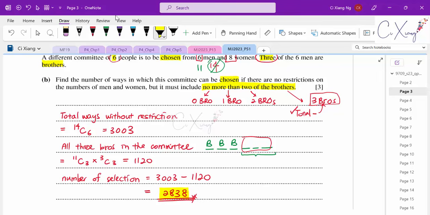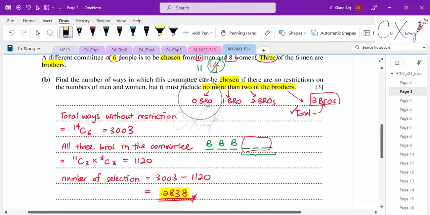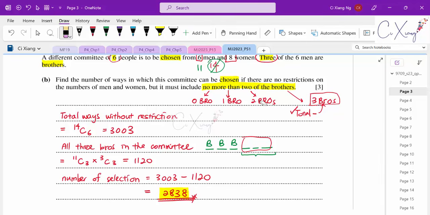Right, so this is how we answer the question. Just in case some of you wish to use the 3 different cases to solve the question, I can show you here also. Maybe I will show it in a different color. So I put it like this.